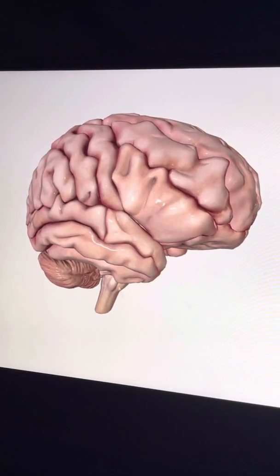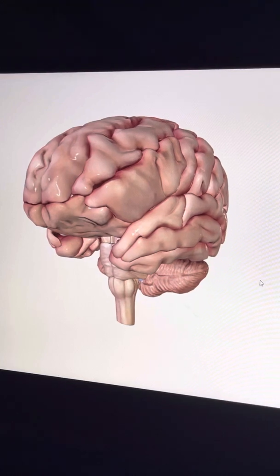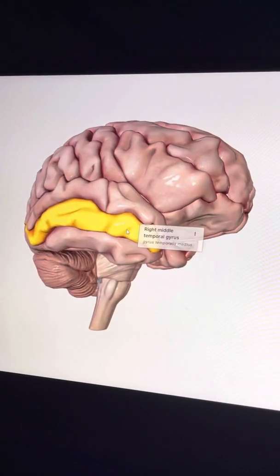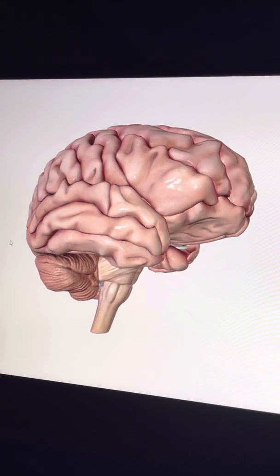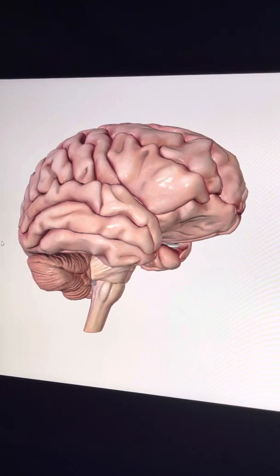The left lobe, let's see, which is right over here, is typically the dominant lobe in most people. It's involved in understanding verbal information and language, and the right side is going to be responsible for nonverbal information. Now let's move on to the parietal lobes.